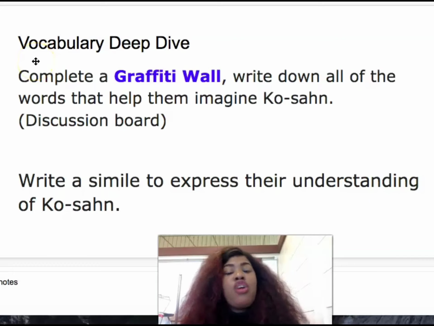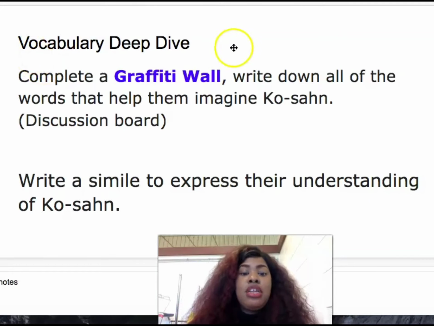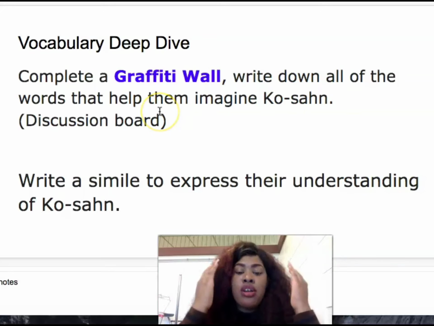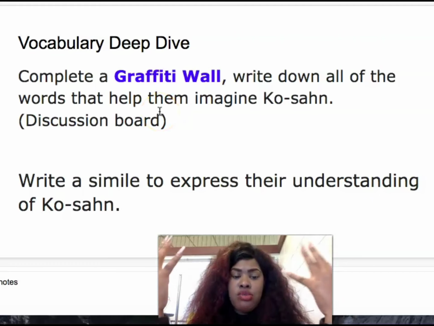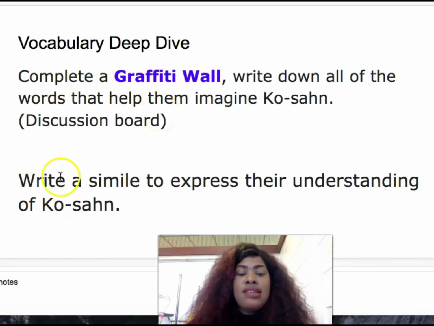All right, guys, let's move on to our vocabulary deep dive for today. Today, I want you to complete a graffiti wall, and you're going to write down all the words that help you imagine Kosan. Kosan is from the article, so write down all of the words that help you imagine Kosan. And then write a simile to express your understanding of Kosan.